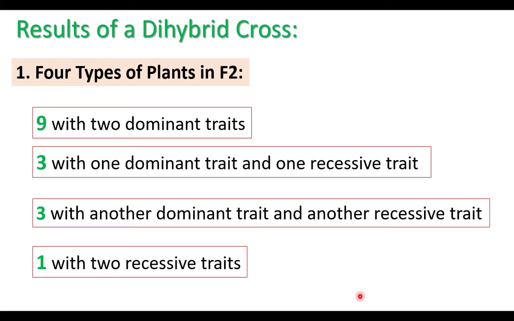Out of 16 plants, 9 were with 2 dominant traits. 3 by 16 another type, 3 by 16 another dominant and another recessive, 1 by 16 2 recessive traits. In the previous video we discussed about monohybrid cross. Here in this video we have learned the dihybrid cross. After conducting monohybrid and dihybrid cross, Mendel proposed laws, 3 laws of inheritance, that we will discuss in the next video.